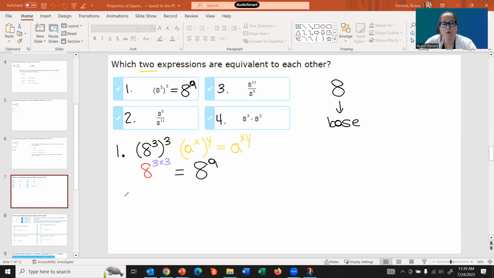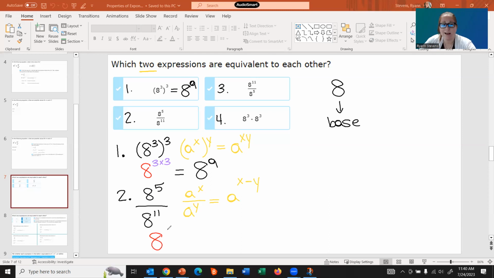Now that we've done that one, we're going to move on to the second expression. The second expression we have is 8 to the 5th power over 8 to the 11th power. We practiced a couple examples with dividing powers, so we can see that this is going to be our dividing powers property, where if we have a to the x power over a to the y, we keep the base the same, and then take the numerator and subtract the denominator. So we're going to do that with this question too. The base is going to stay as 8.